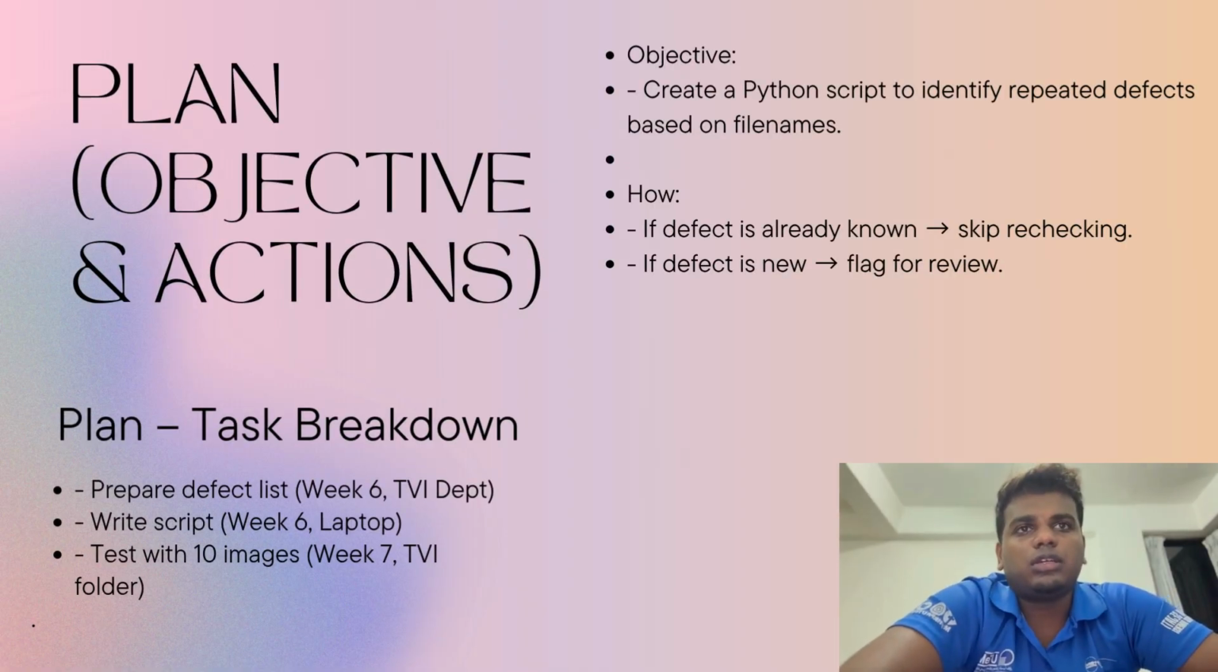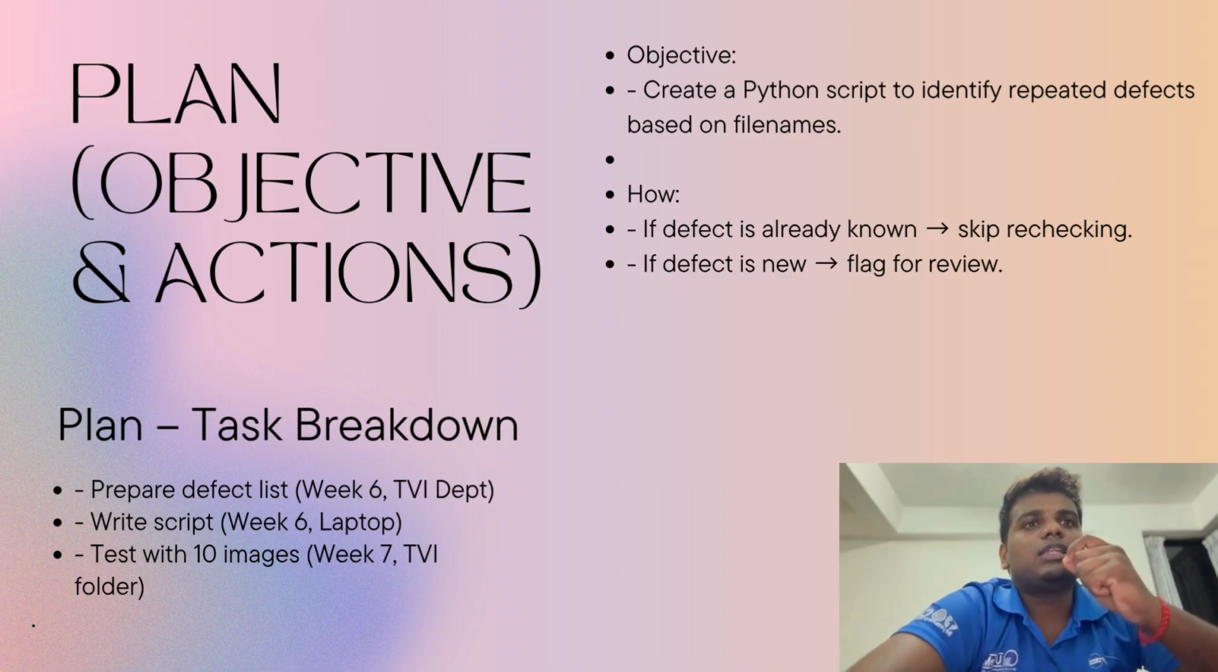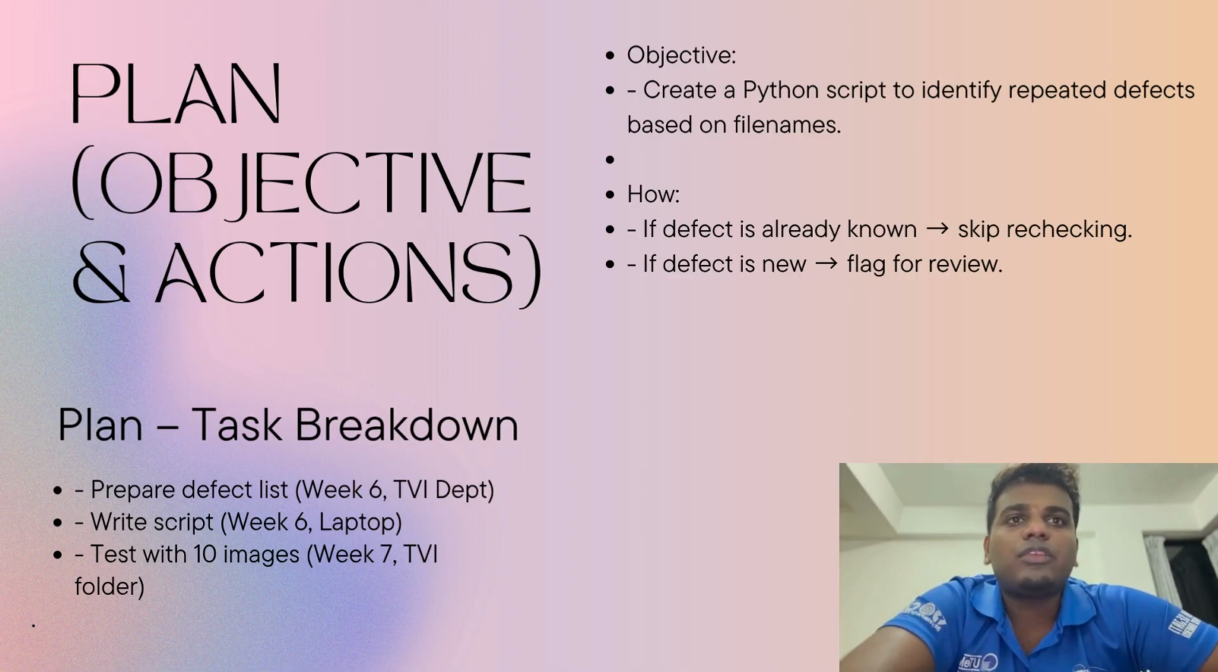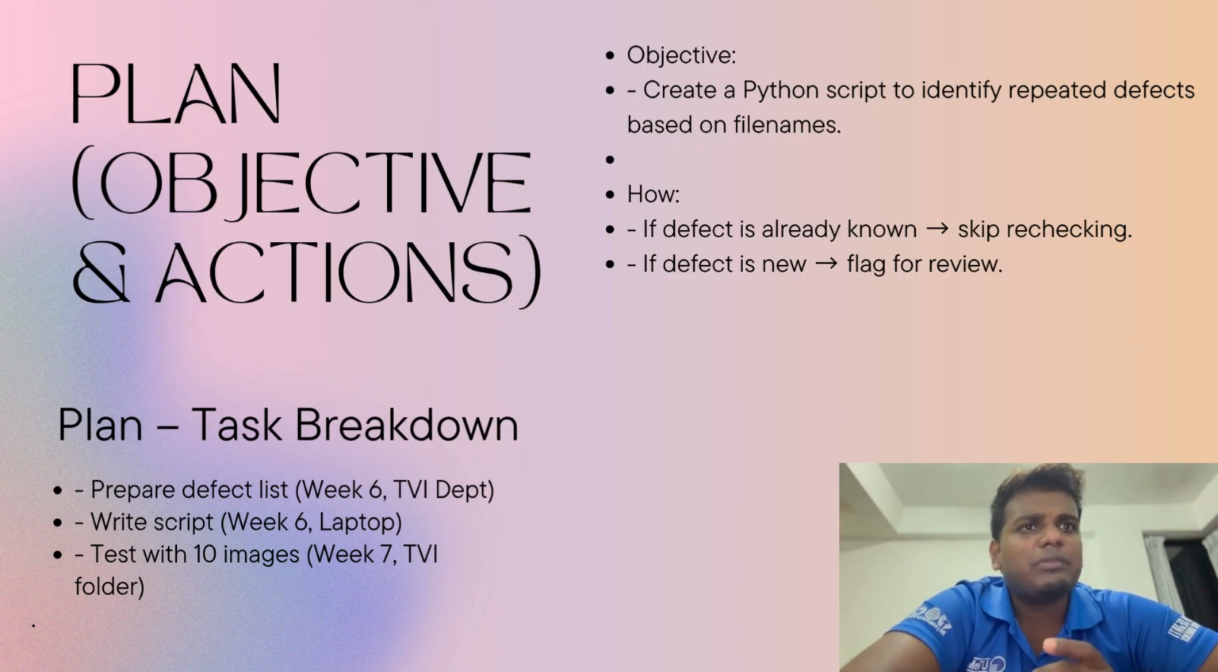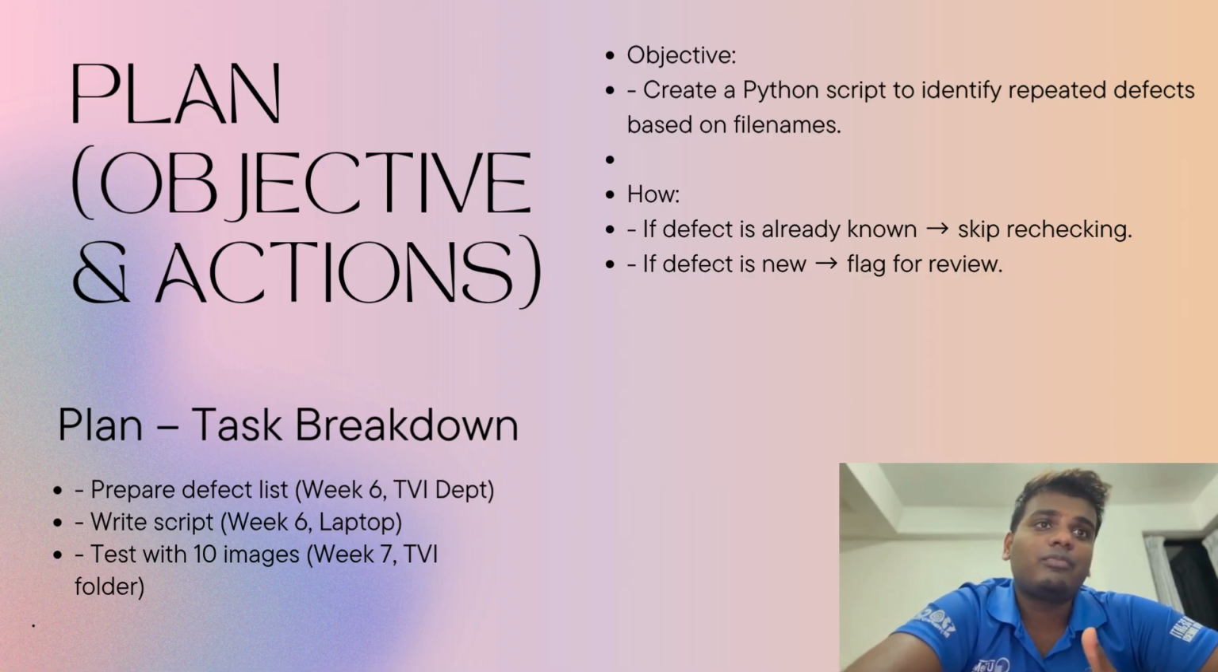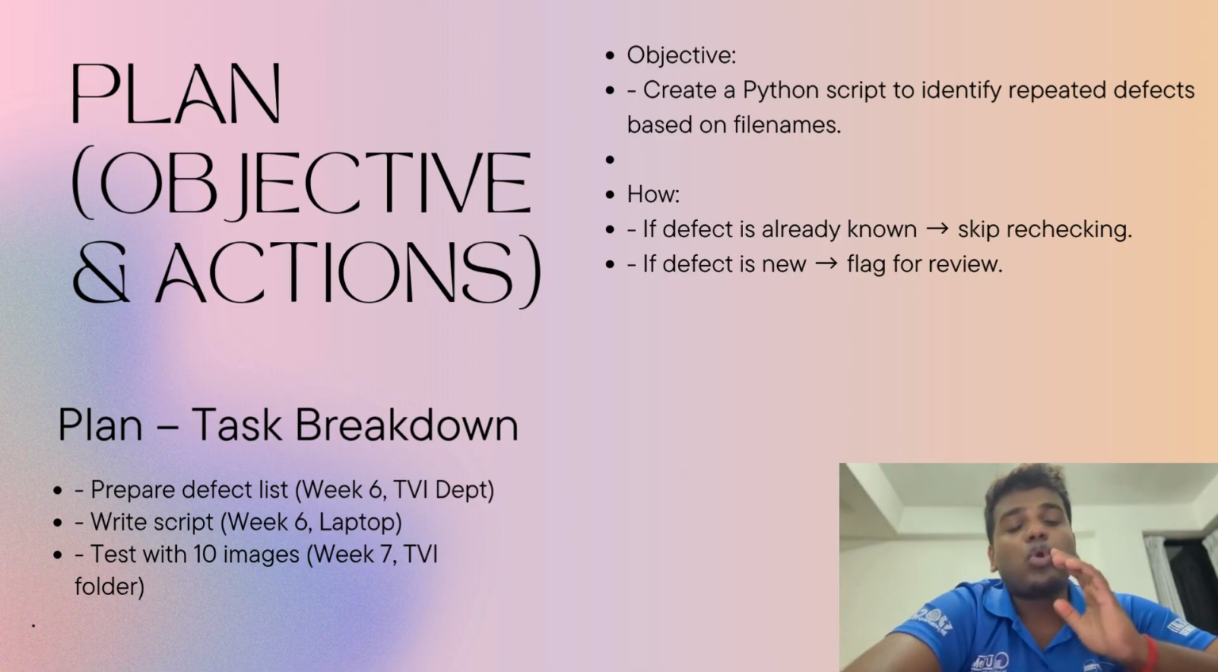The next one will be plan, objective and actions. The main objective of my project is to create a simple script that can detect if a defect label has already been seen before. If the label is in our known list, then the image can be accepted without full checking. But if it's a new label, then it should be flagged for review. So the plan is to use the file name of the image to extract the defect label and compare it with the known list.